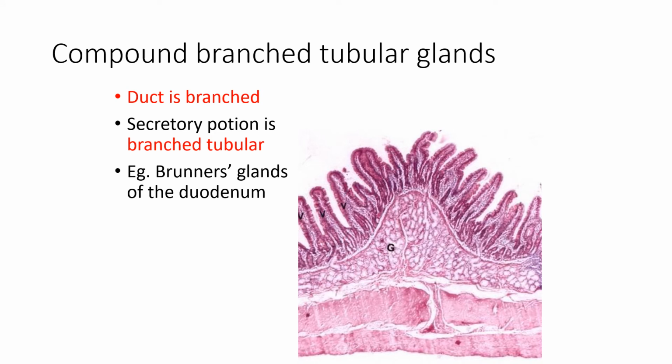Talking about compound branched tubular glands, the duct is branched and the secretory portion, which is tubular, is also branched. So here we can give the example, the Brunner's glands of the duodenum. In this H&E section of the duodenum, this whole part is the Brunner's glands. They are lying underneath the muscularis mucosae, and with tiny branched ducts they are secreting the mucus onto the surface of the duodenum lining. So this is compound branched tubular glands.